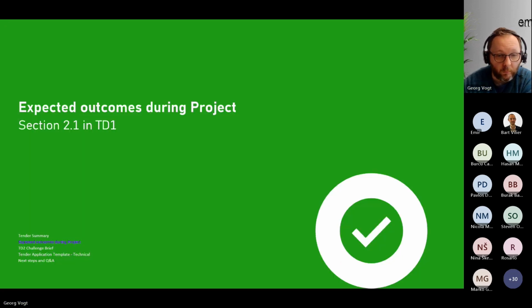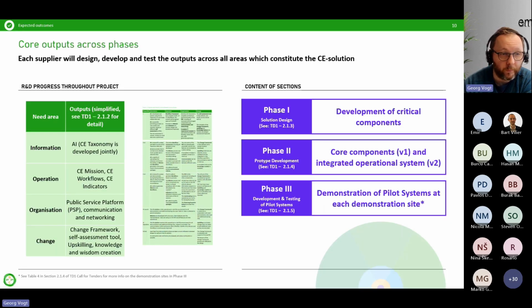Now, the expected outcomes. So there is TD1, and this is basically table 1. Yeah, it's an ugly screenshot, but this table basically explains the steps which we expect the development and R&D work to take.